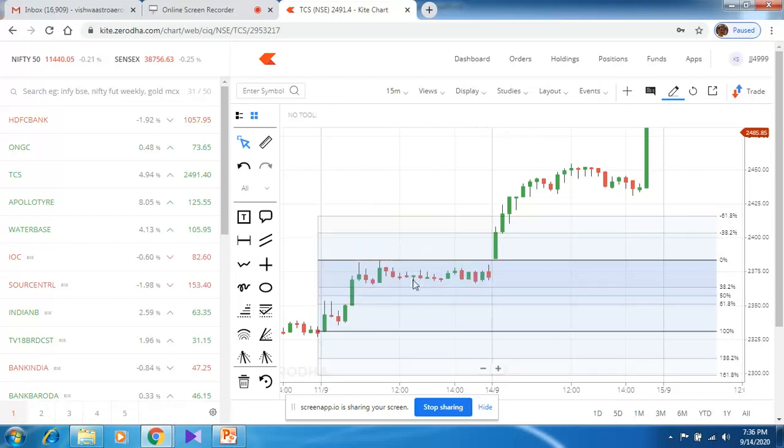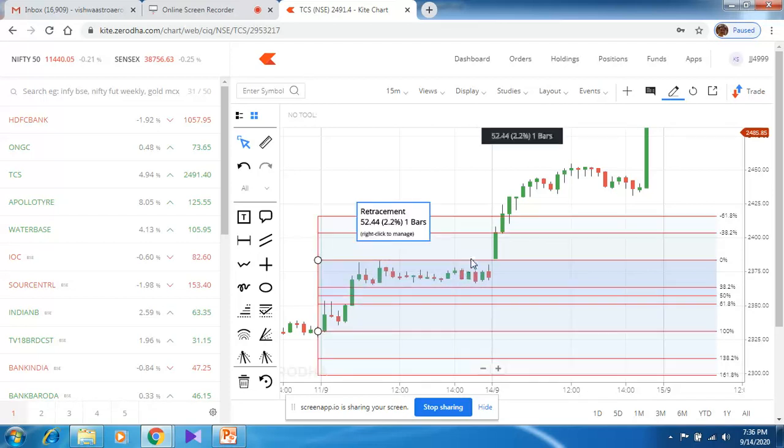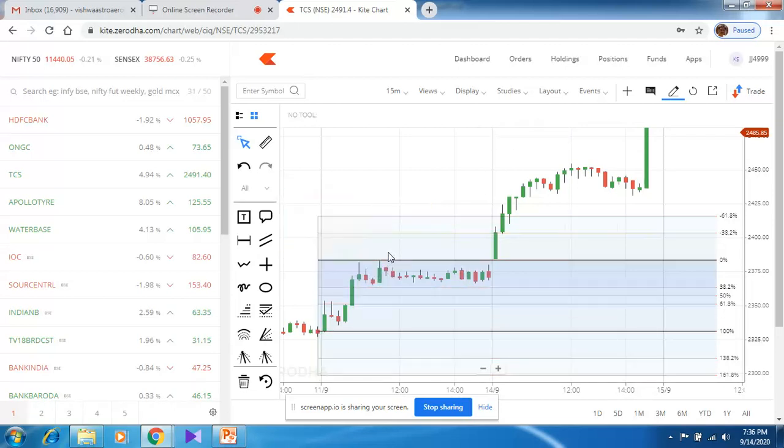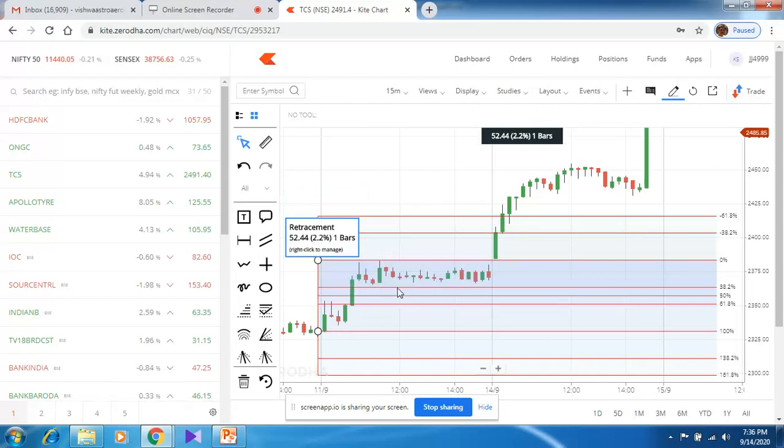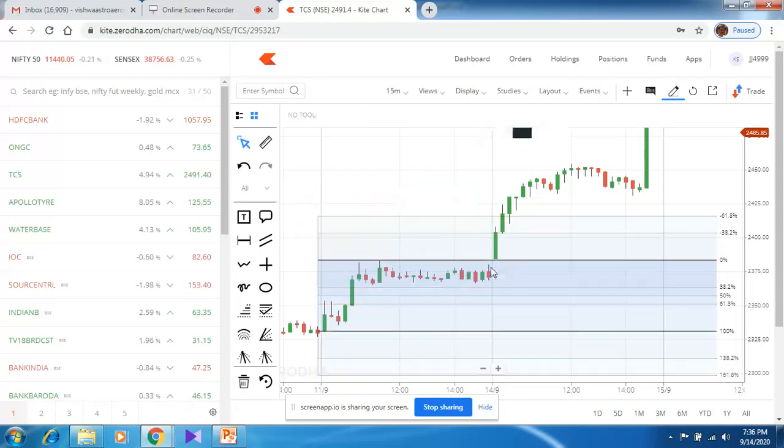Now the whole day on Friday was actually range bound. That means it kept on fluctuating between these two levels, 0% and 38.2%. Now we'll see what happened in today's chart.